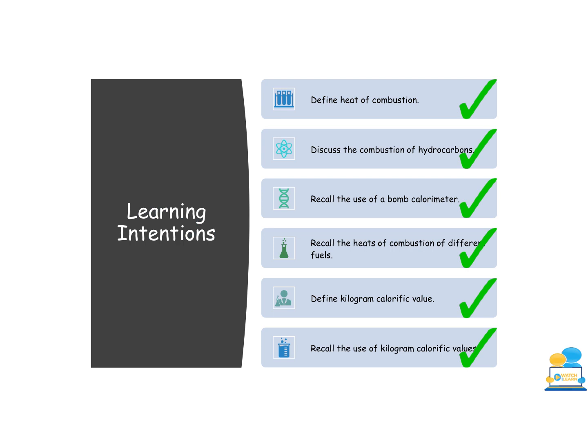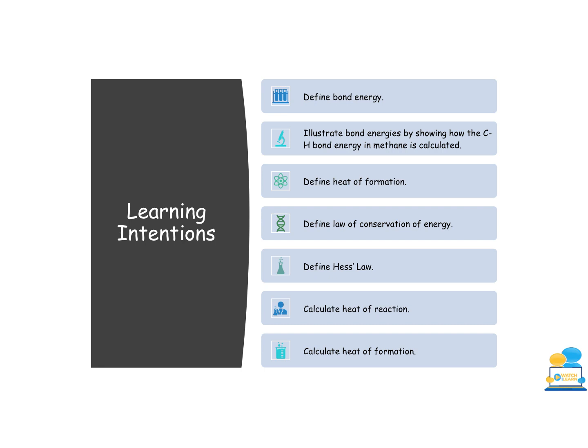Now, looking back at what we've done in the last few slides, we've defined what the heat of combustion is. We have discussed the combustion of hydrocarbons. We've recalled the use of the bomb calorimeter. We've recalled the heats of combustion of different fuels. We should now be able to define the kilogram calorific value, and we should be able to recall the use of the kilogram calorific values as well. Now we're moving into the final section of thermochemistry. So now we're going to have to be able to define what bond energy is. We're going to illustrate bond energies by showing how the CH bond in methane is calculated. We're going to define heat of formation. We're going to define the law of conservation of energy, which you should know already. We're going to define Hess's law. We're going to be able to calculate the heat of reaction and calculate the heat of formation too.